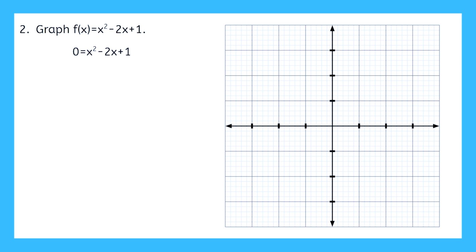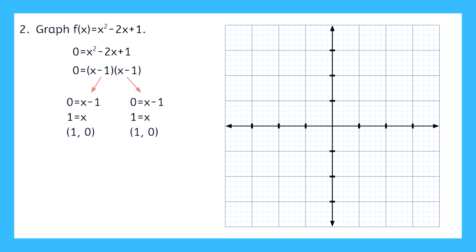I started by substituting 0 for f of x, hoping to find the x-intercepts of this function. But when I factored to solve, check it out. The factors are the same, so there's only one x-intercept, 1, 0. I can plot this, but I definitely can't find the halfway mark between the x-intercepts if there's only one x-intercept. So now how do I find the vertex?